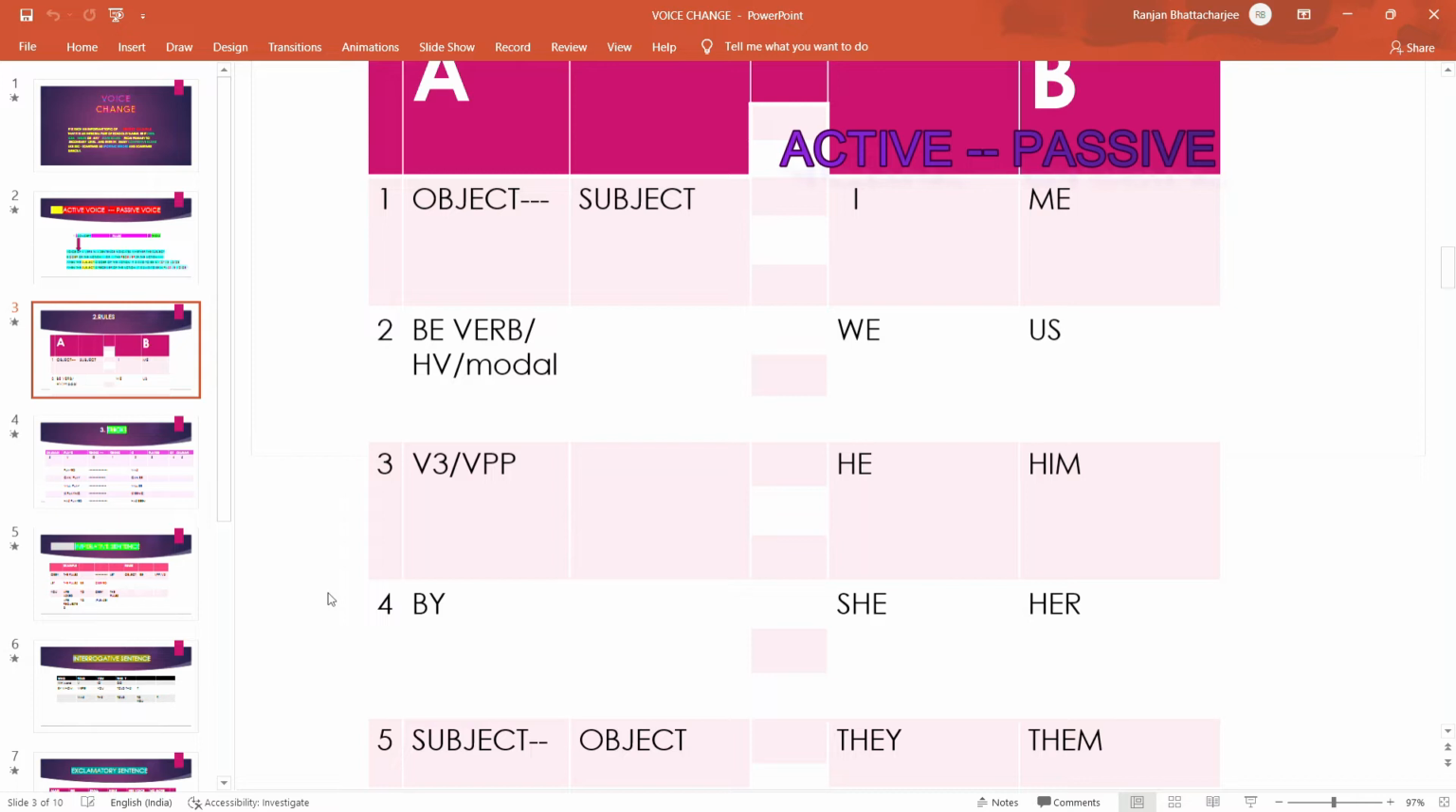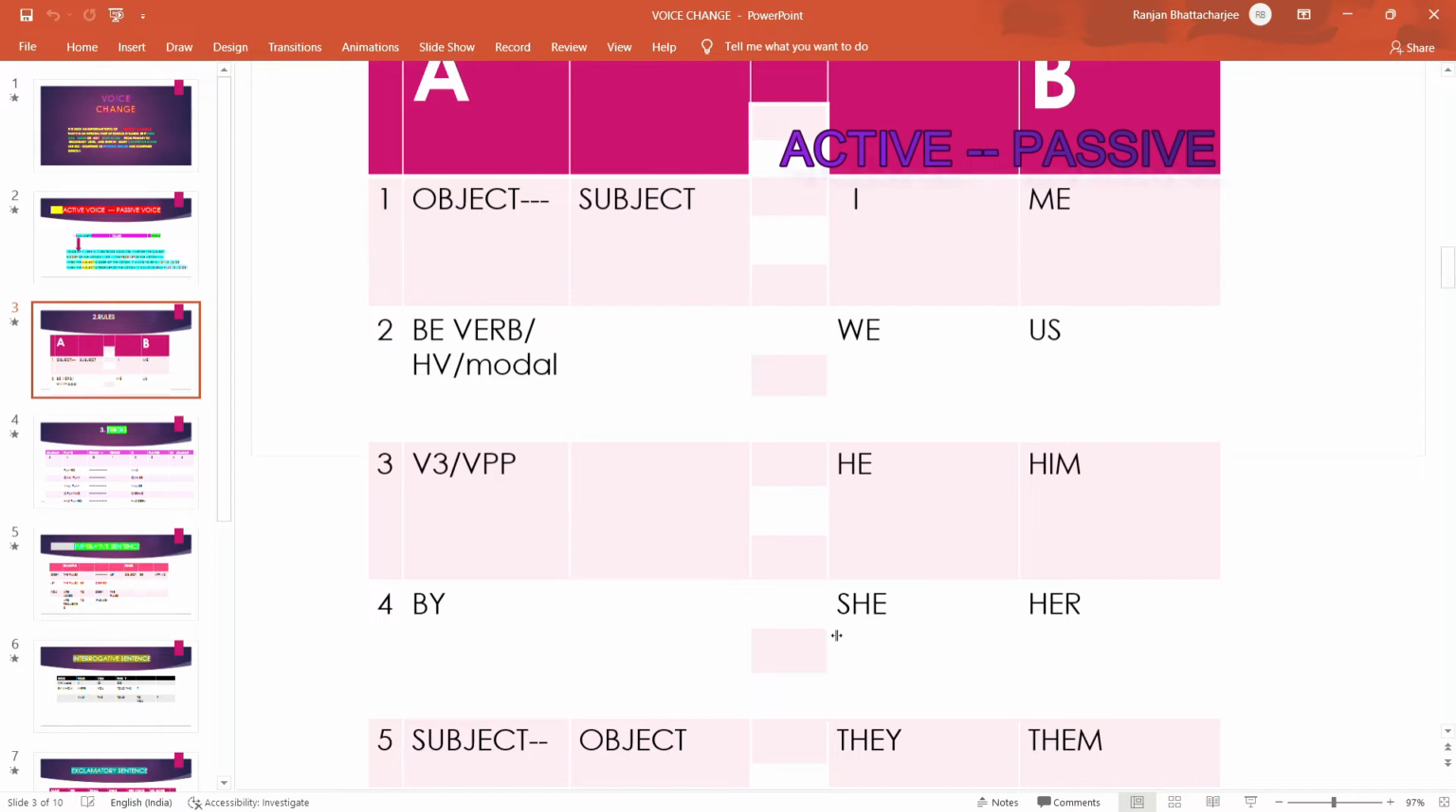This past participle form of the verb is used while converting active into passive. Next comes number 4, by, and the last one: the subject of active voice becomes the object in passive voice. These are the general rules that come under rule A. And next there are some other rules under rule B. The pronouns used in active voice are changed when they go to passive voice. For example, I becomes me, we becomes us, he becomes him, she becomes her, they becomes them.